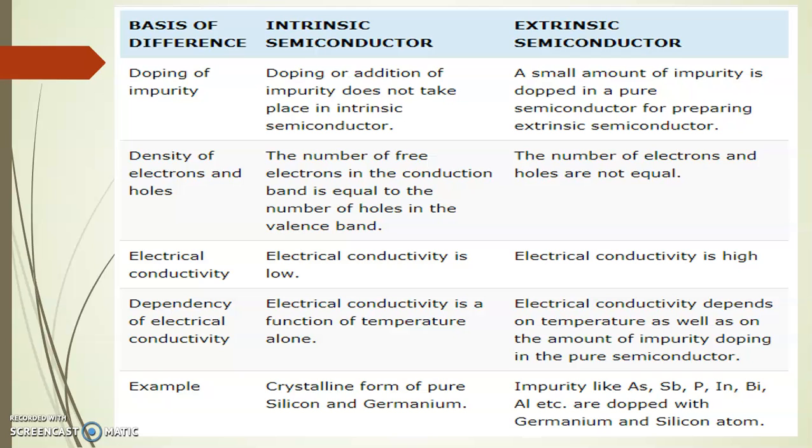So in an intrinsic semiconductor, the presence of impurity, that is atoms of other material, is as low as 1 part in 100 million parts of the semiconductor. The intrinsic semiconductors are equivalent to insulators or very poor conductors at room temperature.